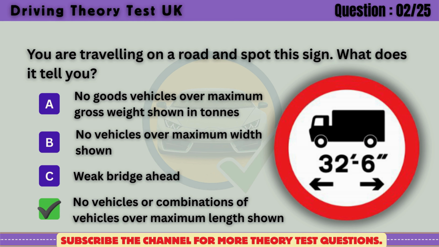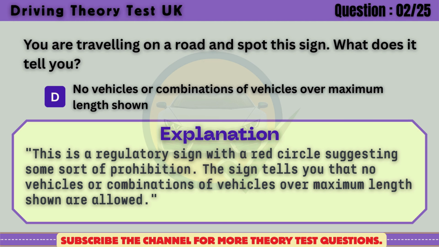Answer was D. No vehicles or combinations of vehicles over maximum length shown. This is a regulatory sign with a red circle suggesting some sort of prohibition. The sign tells you that no vehicles or combinations of vehicles over maximum length shown are allowed.